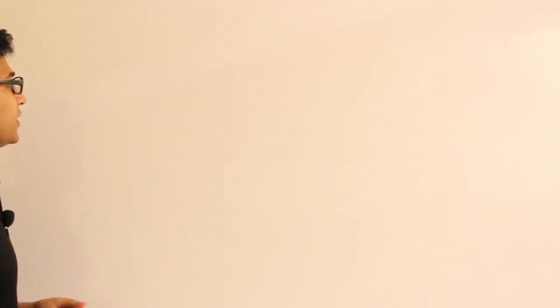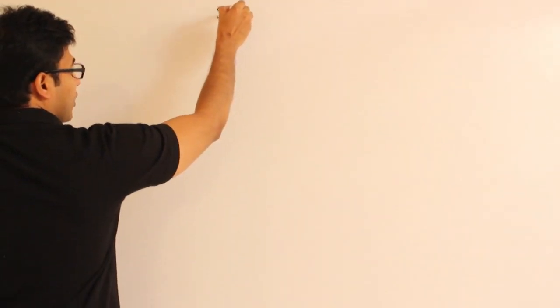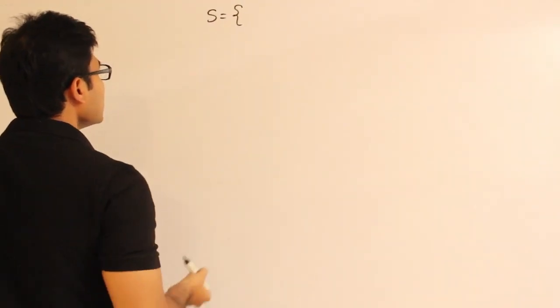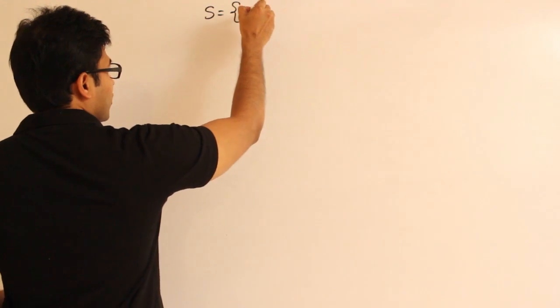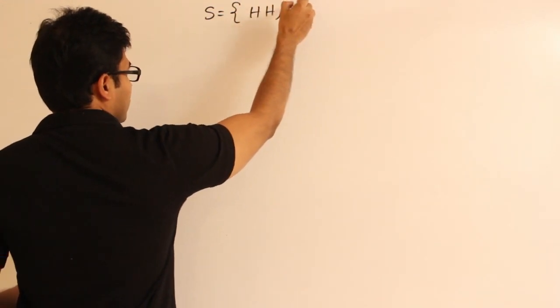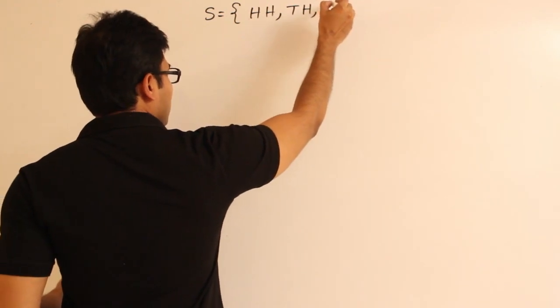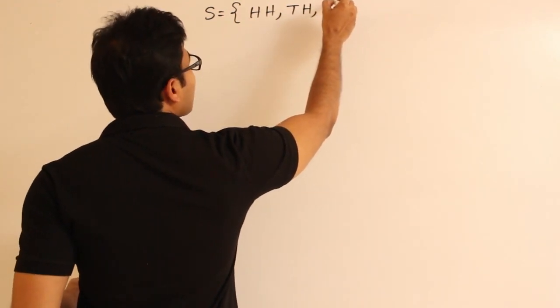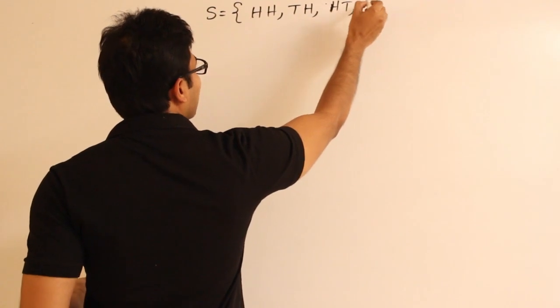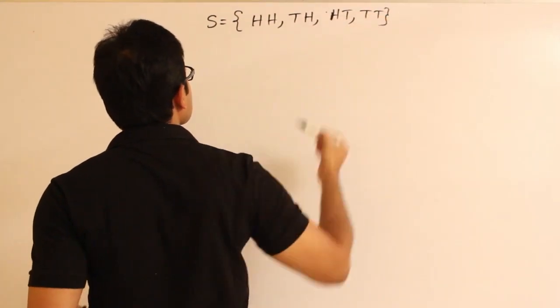Now let's say we are conducting an experiment, and in this experiment I want to toss two fair coins. When I toss two coins, the sample space is going to be either both the coins are going to be heads, or first coin is going to be head, second coin is going to be tail, or first coin is going to be tail, second head, or both of them are going to be tails.